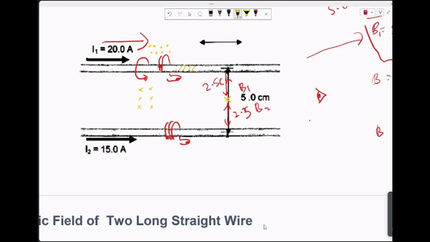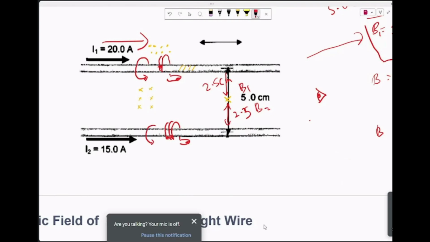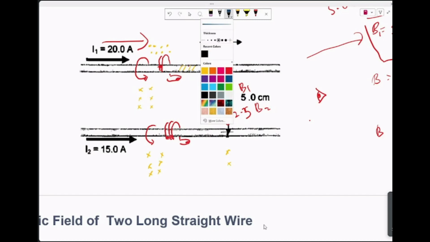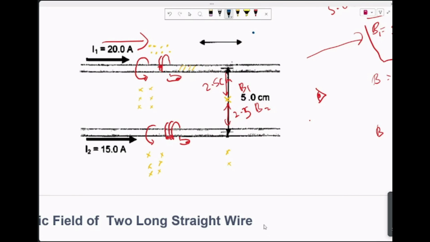The thumb here, and then it's curved like that, and then you will get the curl to be like this in this direction. Then it will give you this one is x, for I2, for the magnetic field due to I2, but we don't want this side. We want the inside. Because this one is already x, the inside will be dot. So the blue one is referring to B2. The yellow x will be referring to B1.